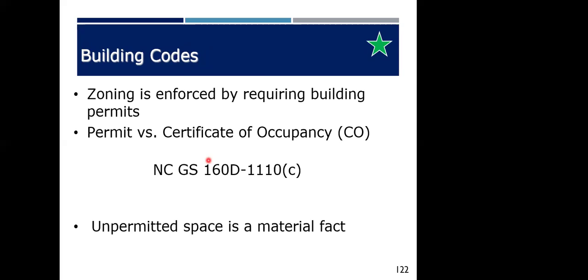Permits are permission to build. So maybe you're building, maybe you're doing major renovations. If approved by the local authority, you will be issued a permit, which is permission to do the work that you applied for. Once that work has been completed satisfactorily, then they provide the CO, also known as a certificate of occupancy.